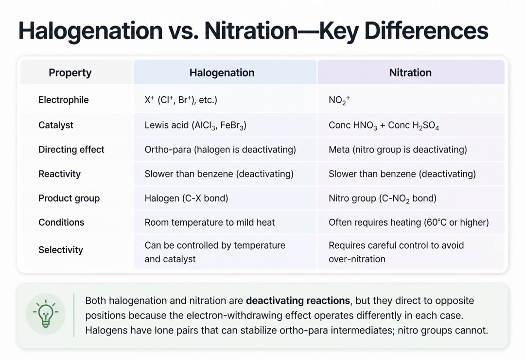Halogens are ortho-para-directors because their lone pairs can stabilize the intermediate carbocation through resonance, even though they withdraw electrons overall. Nitro groups are meta-directors because they have no lone pairs to offer stabilization, so the meta-intermediate is actually the most stable. Understanding this distinction is crucial for predicting products in polysubstituted aromatic compounds.